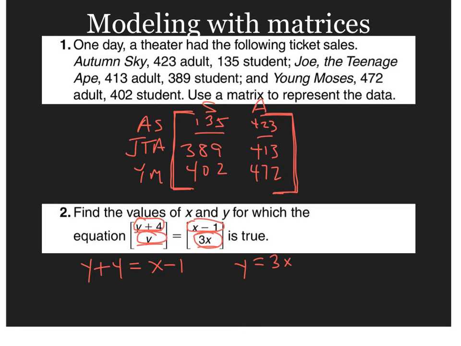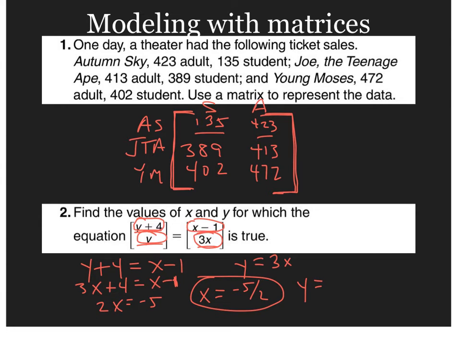Well, from what we've done recently, systems of equations, I'm going to use substitution. This one looks like a nice, easy substitution. 3x plus 4 equals x minus 1. So 2x equals negative 5. I get x is equal to negative 5 halves. And if x is equal to negative 5 halves, y, just multiplying by 3 in the equation above, must be negative 15 halves. And so therefore my solution, again, we like to write in an ordered pair.